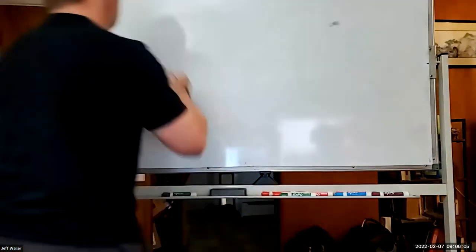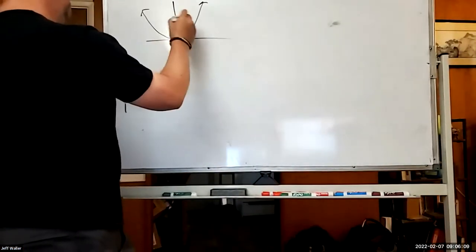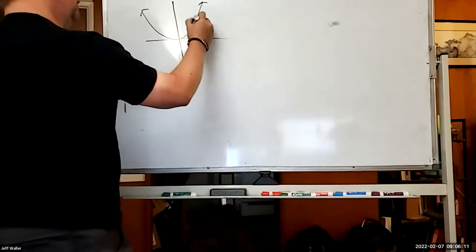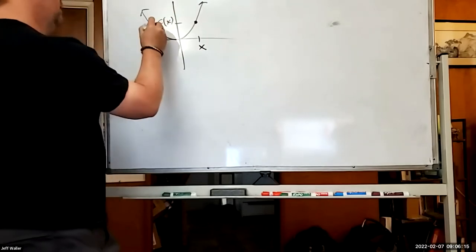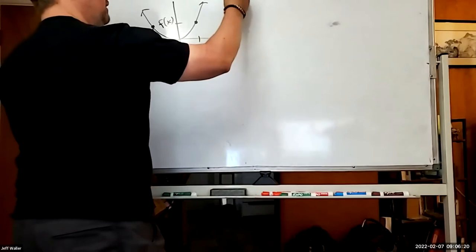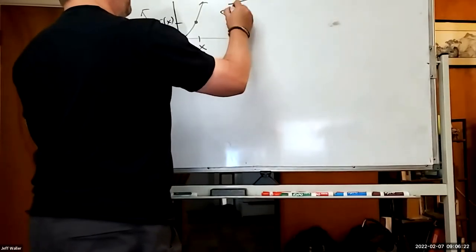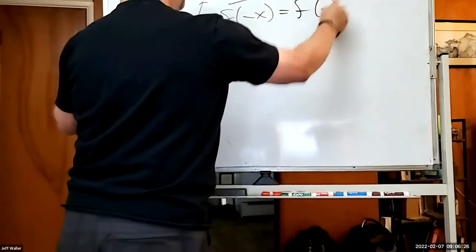Even symmetry means that for some x, whatever the output is, it's the same output for negative x. So in this case, even symmetry means that f of negative x equals f of x.